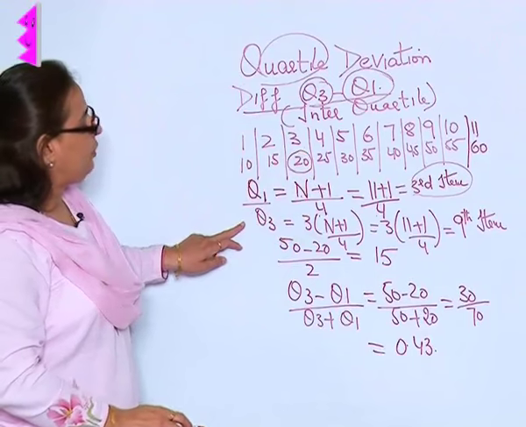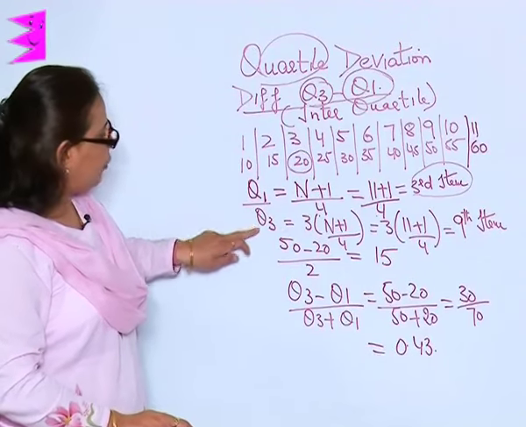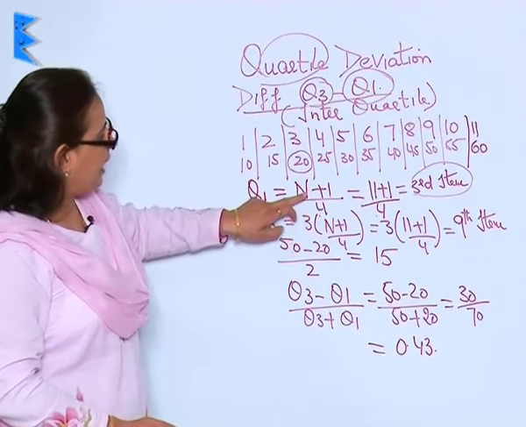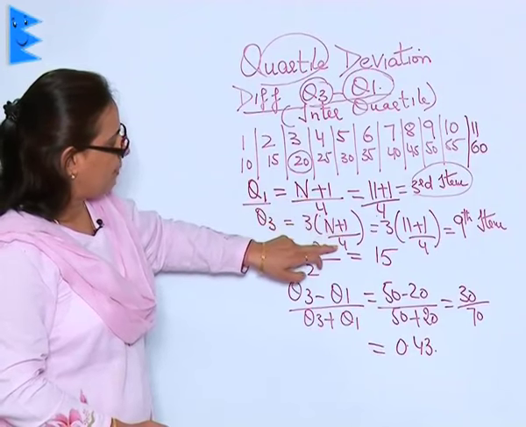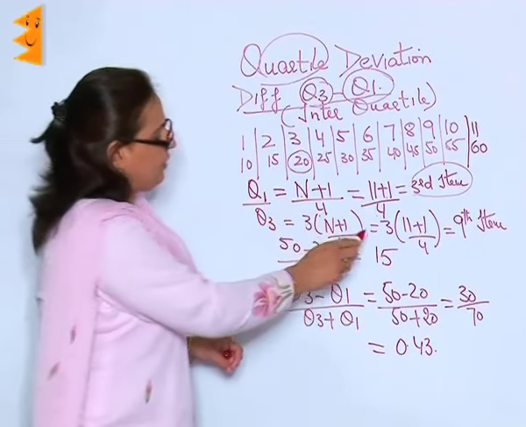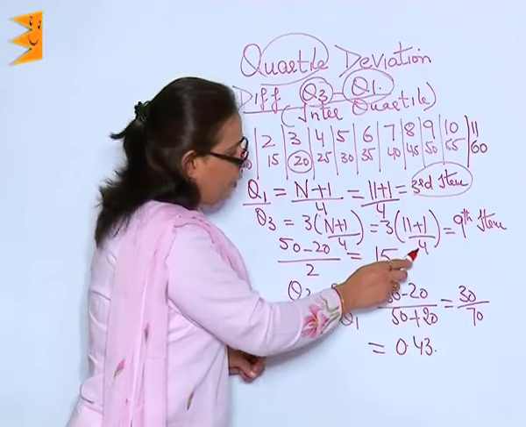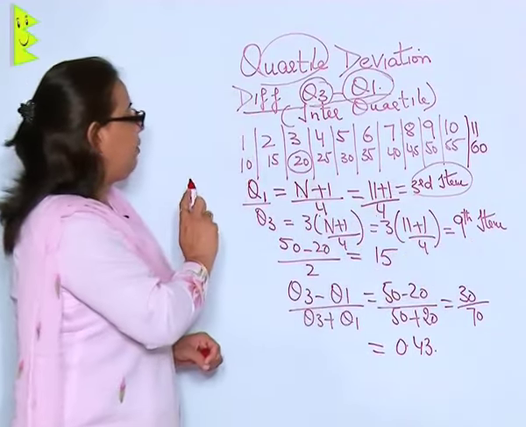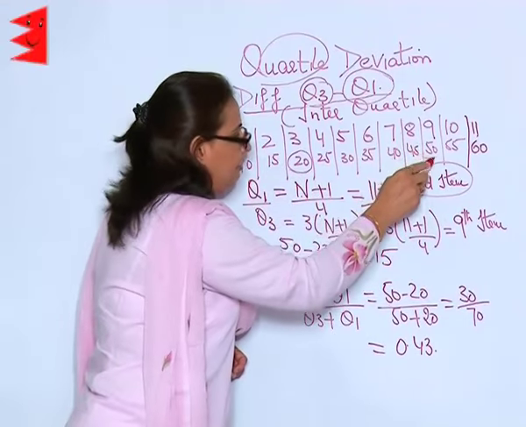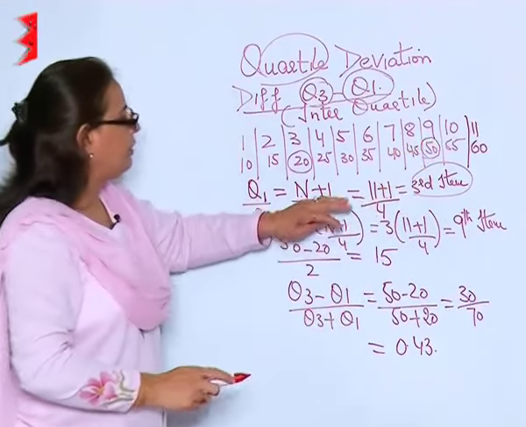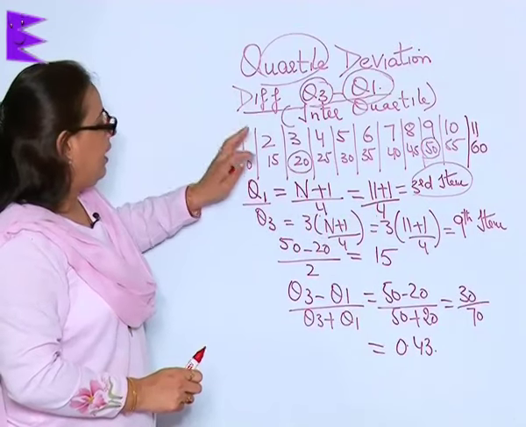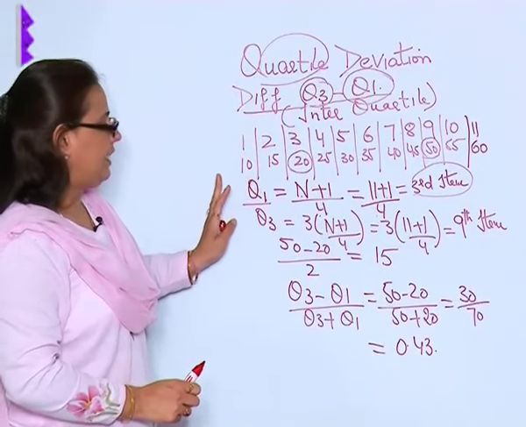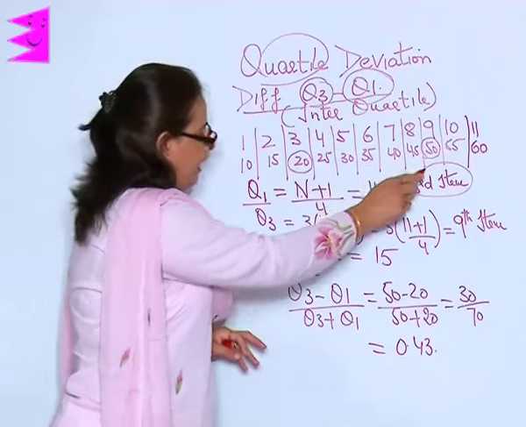Now let me find out the third quartile. The third quartile will be 3 times (number of observations plus 1) upon 4, which means 3 times (11 plus 1) upon 4, which means the ninth item. When I have to find out the ninth item, it is 50. So I have both the first quartile and the third quartile, which are 20 and 50.